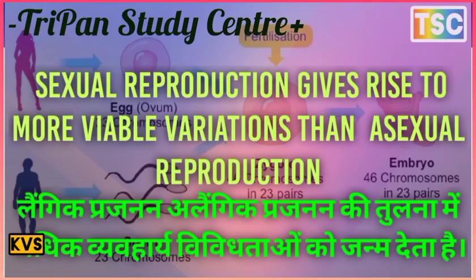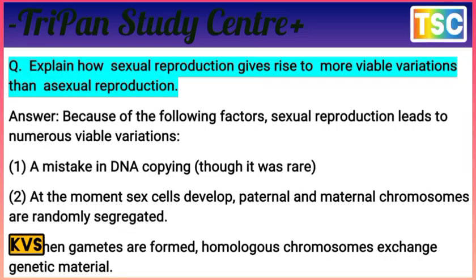Next question arrives here. That's important. Explain how sexual reproduction gives rise to more variation than asexual reproduction. The question is clear: asexual reproduction and sexual reproduction. Sexual reproduction gives rise to more variation than asexual reproduction. This is the most important feature. Because of the following factors, sexual reproduction leads to numerous variations.